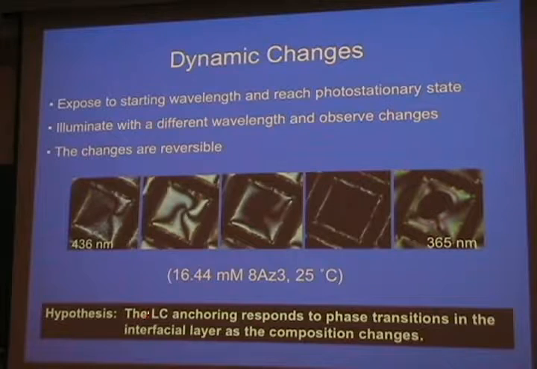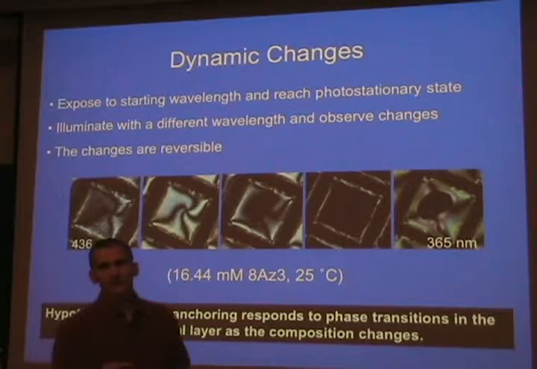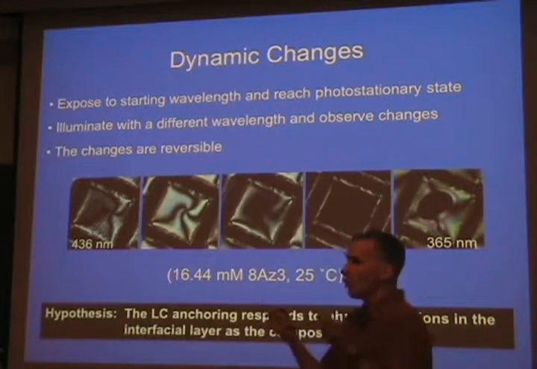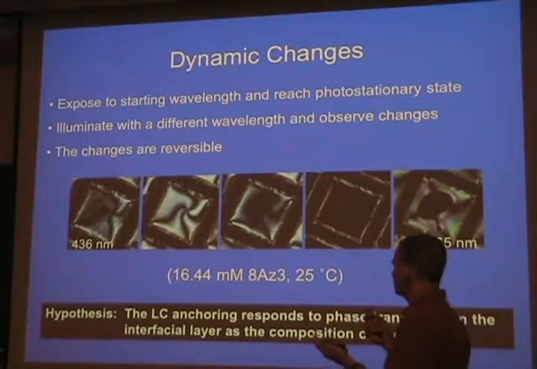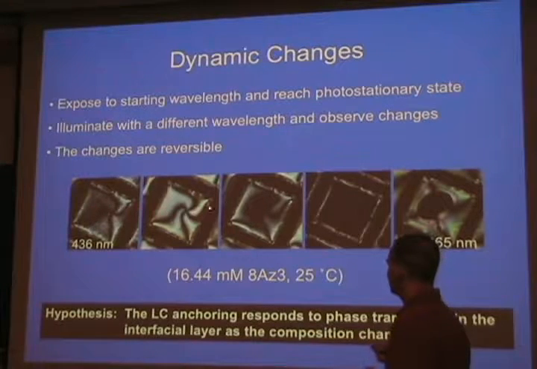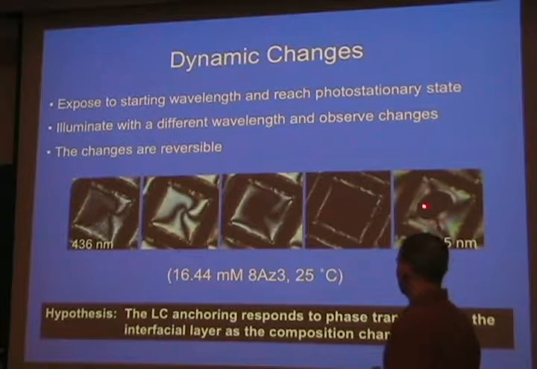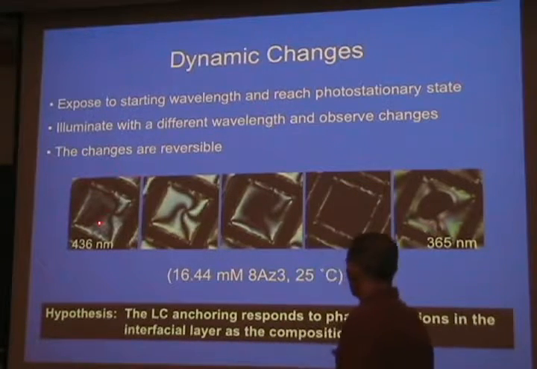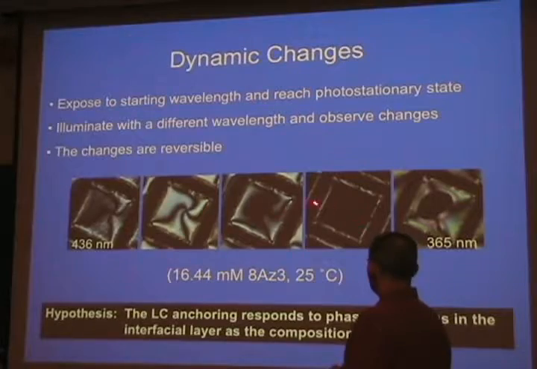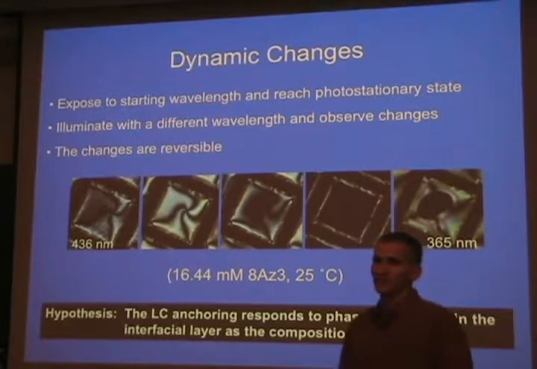And so our hypothesis is that what's going on is that as we change the wavelength of illumination, we're changing the composition of the mixture in the monolayer. We're starting with a certain mole fraction of trans to cis ratio, and we're changing that ratio. And as we change that composition, we're moving across a phase diagram in 2 dimensions, and those 2-dimensional phases are being protected by the anchoring of the liquid crystal phase.